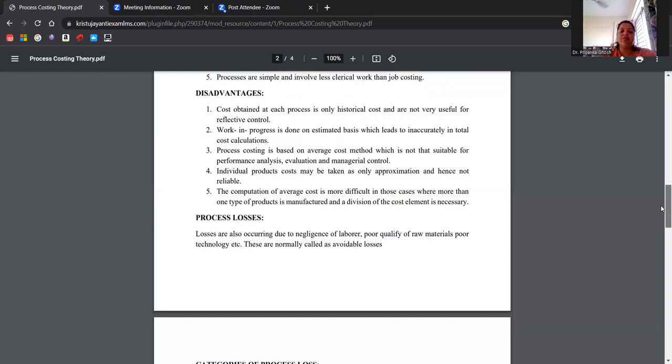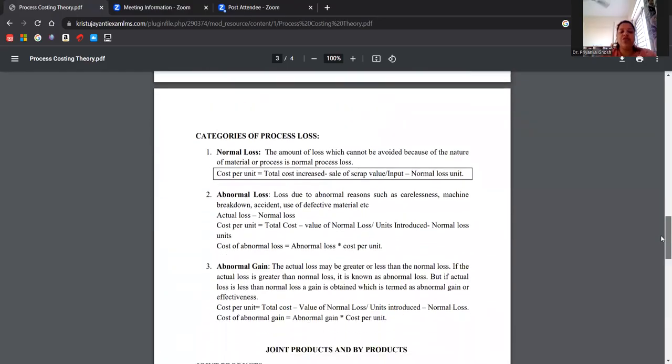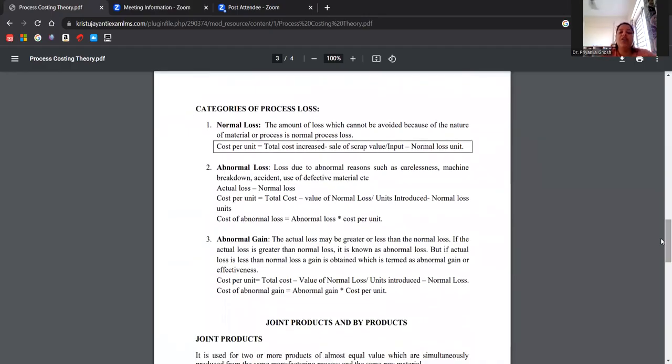So let's talk about process losses. Losses occur due to negligence of labor, poor quality of raw materials, poor technology, etc. So what are the types of losses? We have normal loss, abnormal loss, and abnormal gain. What is normal loss? It is the amount of loss which cannot be avoided, so it is one type of unavoidable loss known as normal loss. How to calculate cost per unit: total cost incurred minus sale or scrap value of normal loss, divided by normal output units.